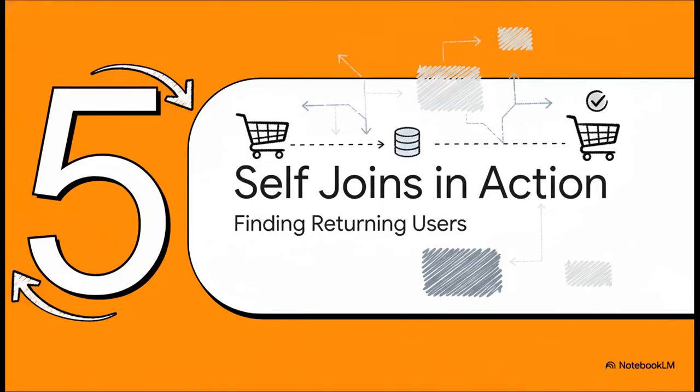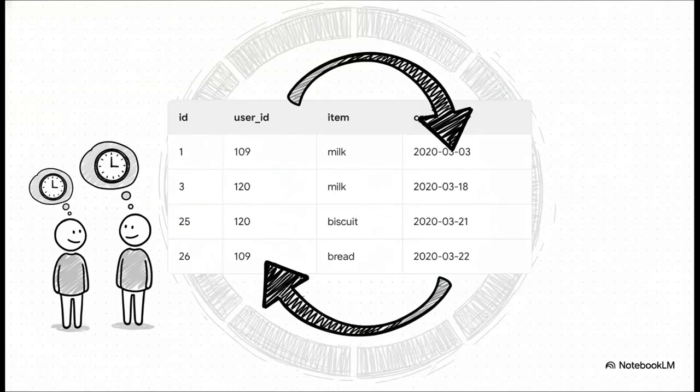Okay, that's the theory. Kind of cool, right? But now let's see just how powerful this is with a real-world business case. We need to find all the users who made a second purchase pretty soon after their first one. So here's our data, a single table with all the transactions. You can see right away, user 120 bought something on March 18th and then again on March 21st. To find this kind of pattern for all our users, we need to compare a transaction row for a user against all the other transaction rows for that same user.